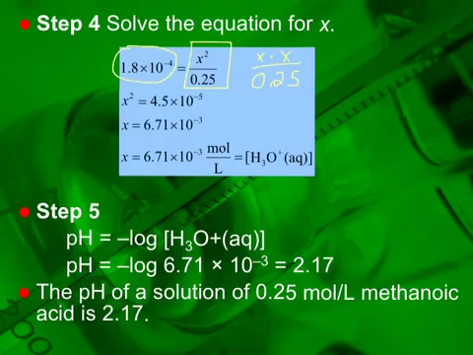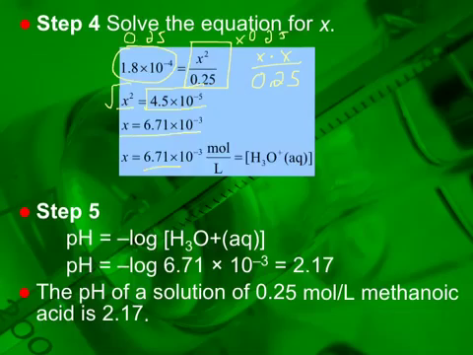We can now solve for X by multiplying both sides by 0.25. So now the left-hand side of the equation is 4.5 times 10 to the minus 5. The other side of the equation is still X squared. Next thing we do, we square root both sides, so that we find X is 6.71 times 10 to the minus 3. We can now go back to our ice table and we say that the equilibrium concentration of hydronium is 6.71 times 10 to the minus 3.